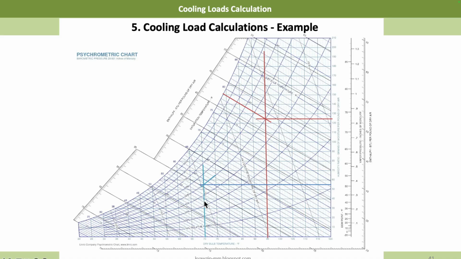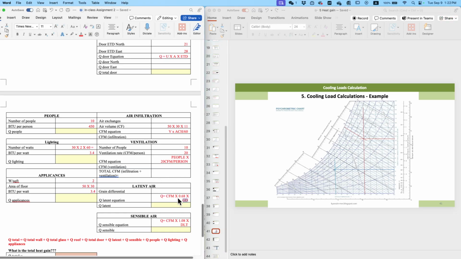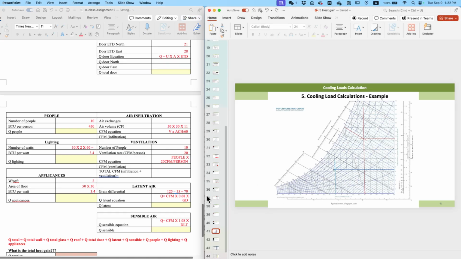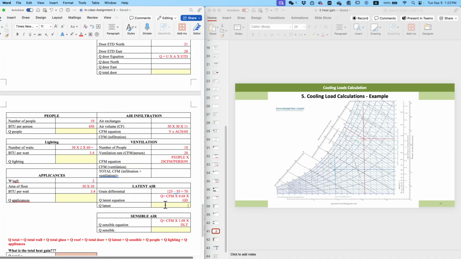And how about inside? Dry bulb temperature 70, RH 50. This one is RH. We got this point, and go right. Around 55 humidity ratio. So what is a GD? GD is the difference of the humidity ratio, 125 minus 55. So you got 70. Make sure you know how to read the psychrometric chart and then calculate latent heat gain.